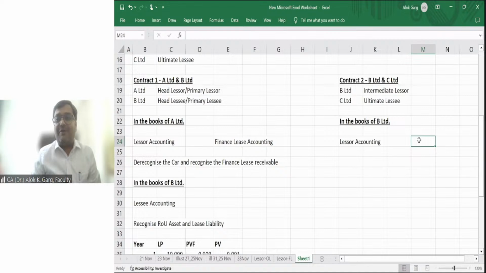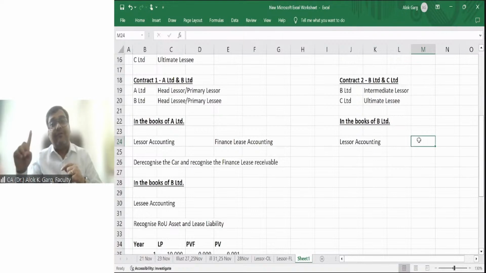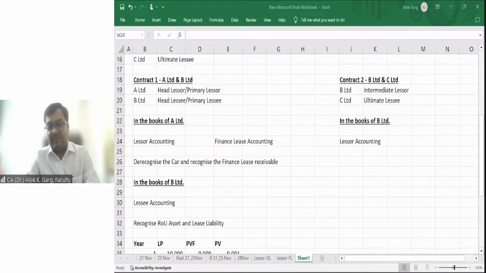Are you getting me or you are not getting me? So what is the asset with B Limited? For A Limited the asset was the car. For B Limited the asset was not the car. For B Limited the asset was the right of use asset. What is the life of the right of use asset? 7 years. Out of 7 years, for how many years is B Limited giving the asset to C Limited? 5 years, right?